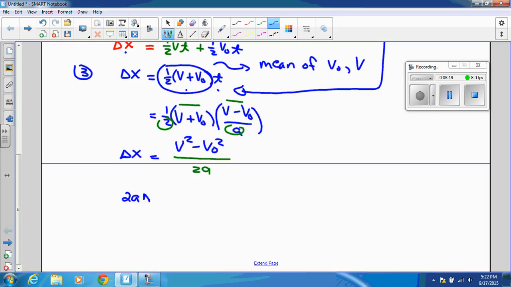Usually, we multiply both sides by 2a and add v0 squared to both sides so that we get our fourth and final equation of motion, what I call the timeless equation because it has no time involved with it. v squared is equal to v0 squared plus 2a delta x.